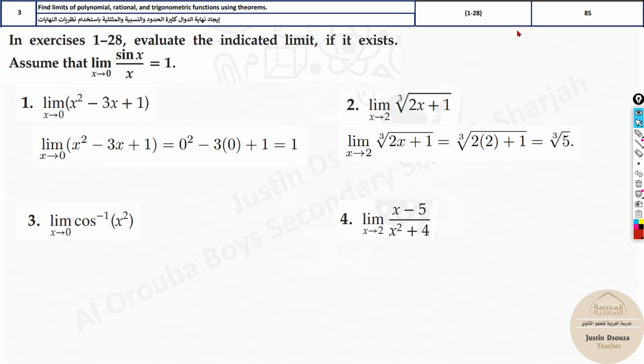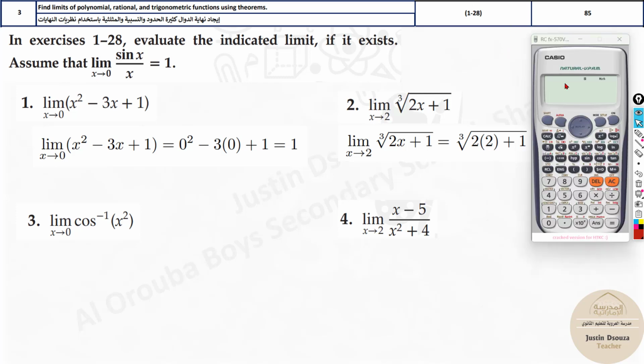So let me take out the calculator. Now, the best and the easy way would be to type this out entirely. Type this equation. Now this is a polynomial equation, so it is continuous everywhere. You can just substitute the value, but instead of that, let's type it out. Alpha x, sorry, it's over here, alpha x squared minus 3x plus 1.